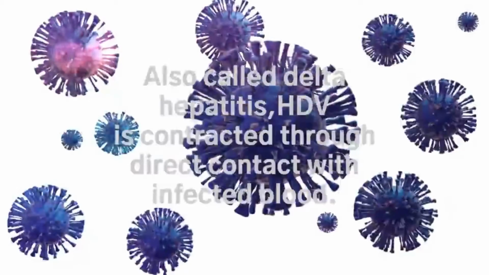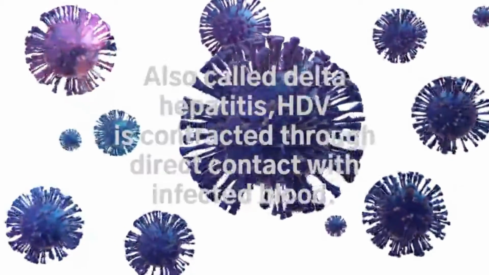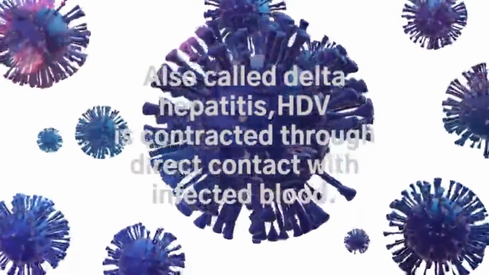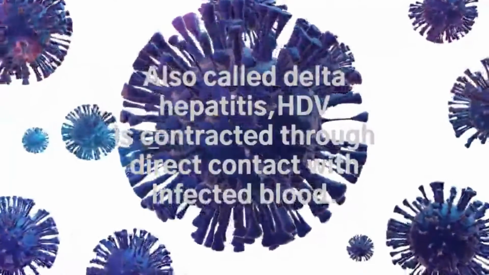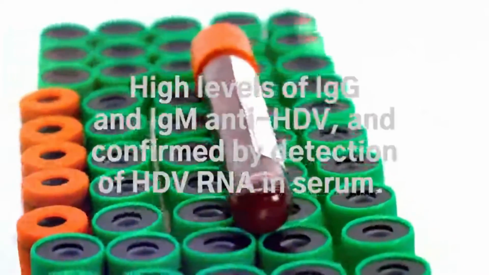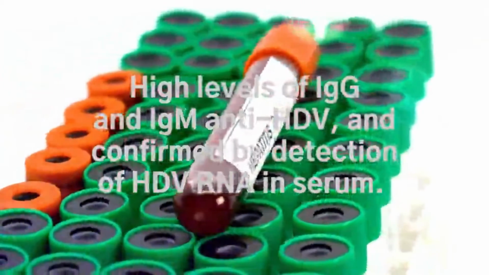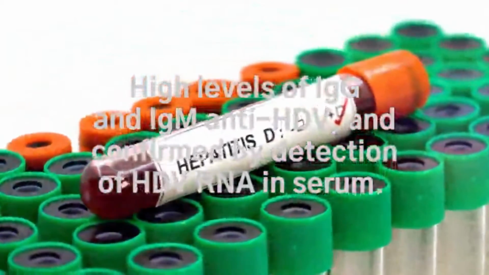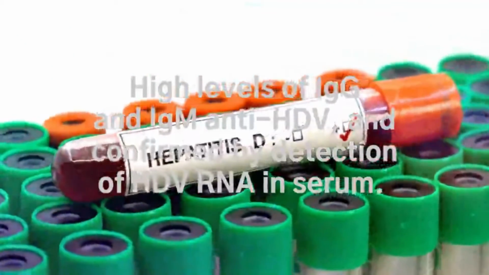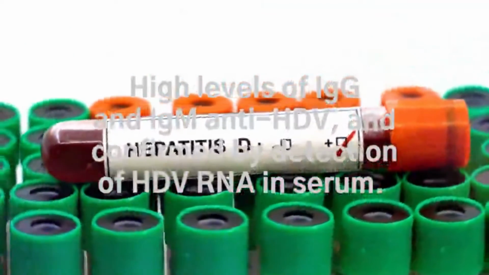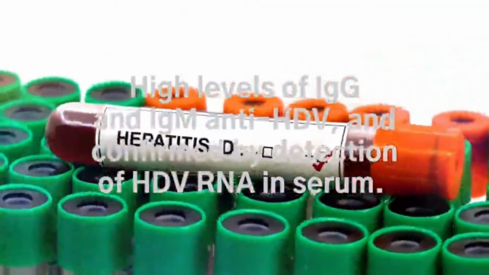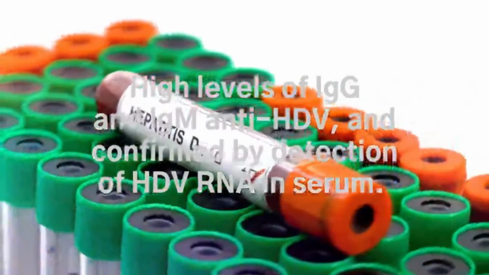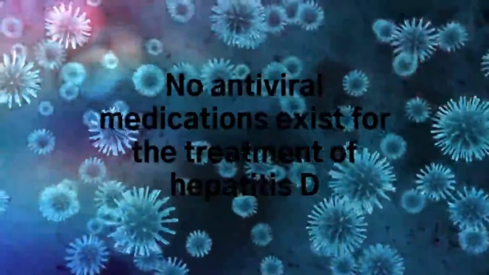Hepatitis D is also called the delta hepatitis and is contracted through direct contact with infected blood. It occurs in conjunction with hepatitis B infection. HDV infection is diagnosed by high levels of immunoglobulin G and immunoglobulin M anti-HDV and is confirmed by detection of HDV RNA in serum. No antiviral medication exists for the treatment of hepatitis D. A drug called alpha interferon can, however, be used to treat hepatitis D. It can be prevented by getting the vaccination for hepatitis B.